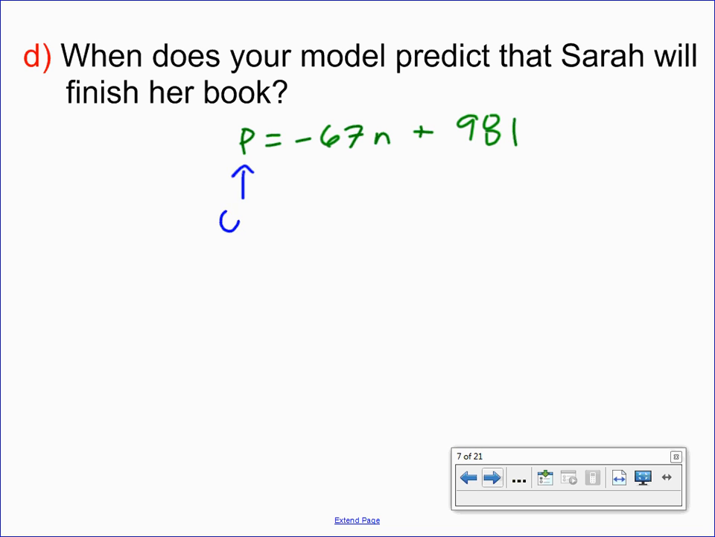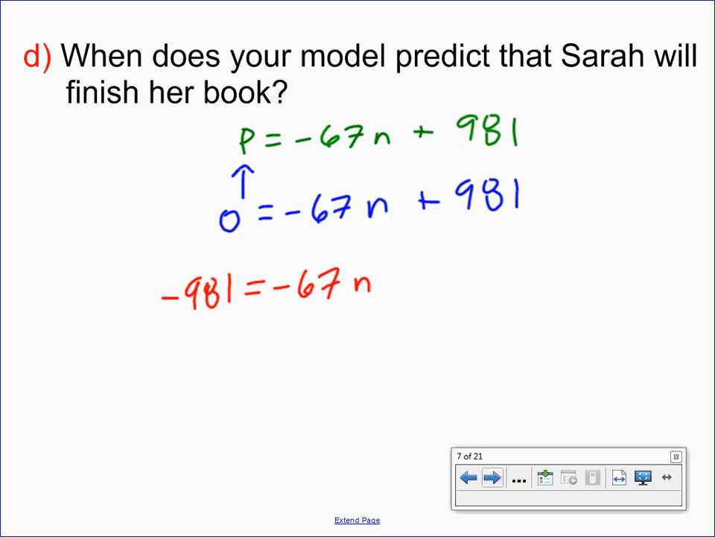So let's set p equal to 0 and solve for n to determine the number of nights that she spent reading. Thank you. So I'll subtract over the 981. We'll divide both sides by the negative 67. And we'll go ahead and get a decimal approximation. So when you did 981 divided by 67, what does your calculator give you, Ben? 14.6.